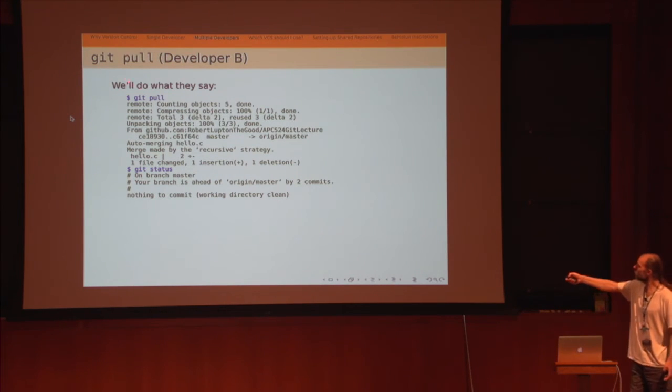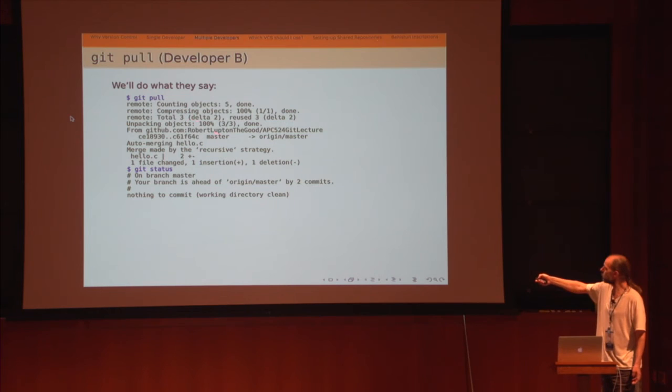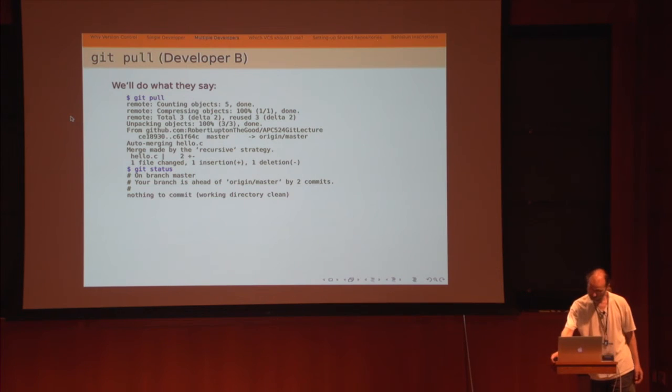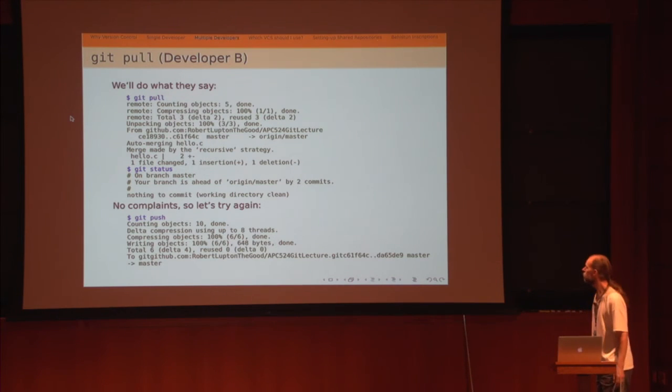So I do a git pull, and it tells me all sorts of things I don't care about. It says auto-merging, and then finally it says my branch is ahead of origin master, that's the remote version, by 2 commits. No problem. And I can then push it, and all is well. And at this point, I have successfully made my change, merged your change, and then pushed things out.